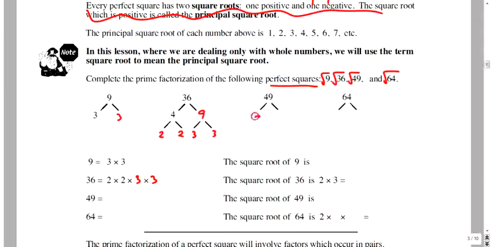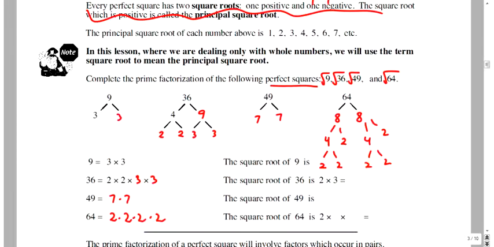Maybe we're going to see a little pattern here. That's 7 times 7, of course. 64. 8 times 8. That's one option. These aren't prime. Keep going. 4 times 2. And that's 2 times 2. Right? Both sides. So 64 is 2 times 2 times 2 times 2 times 2 times 2.